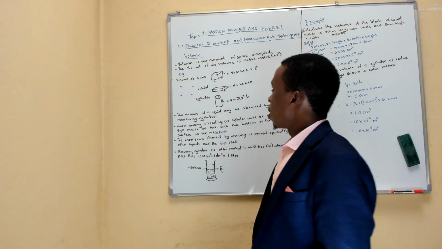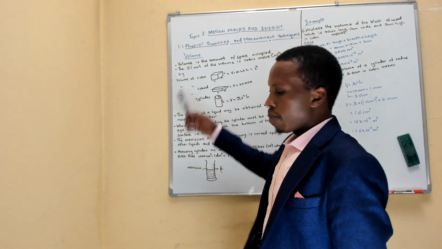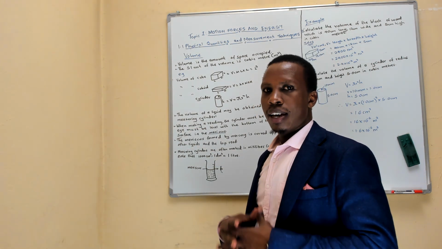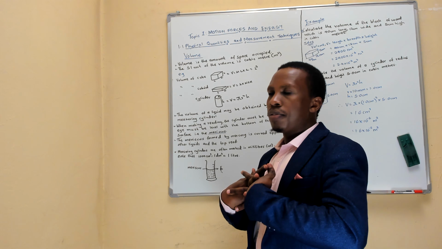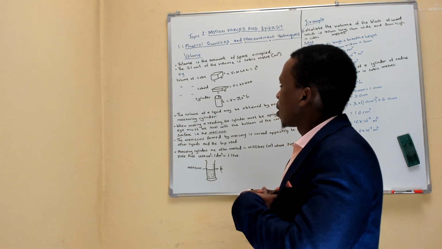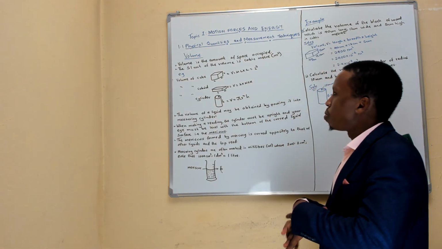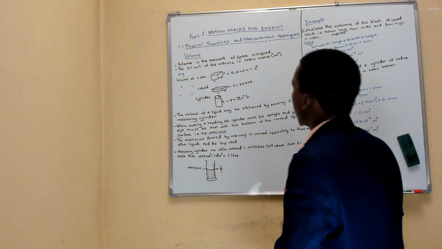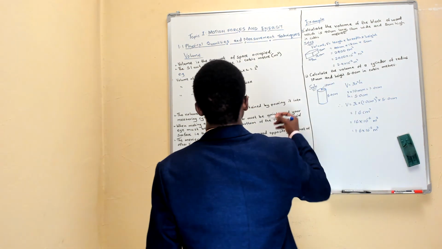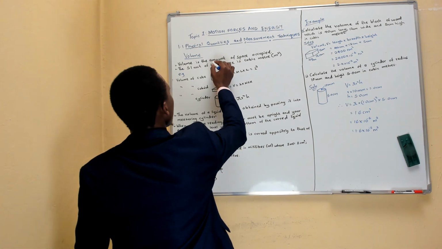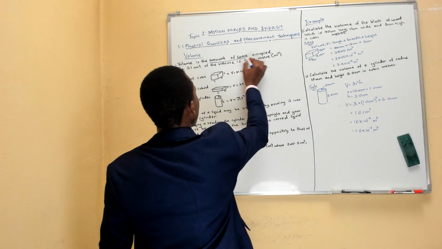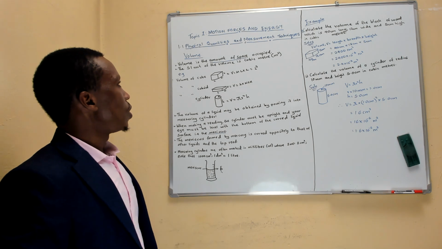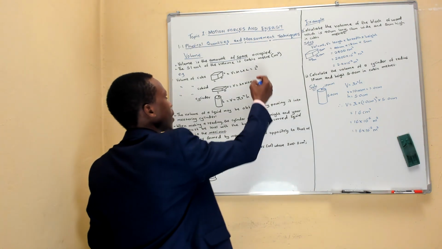Welcome back. We are now talking about volume, and volume is just the amount of space which is occupied by an object. So the key word is the amount of space. And the SI unit of volume is cubic meter.